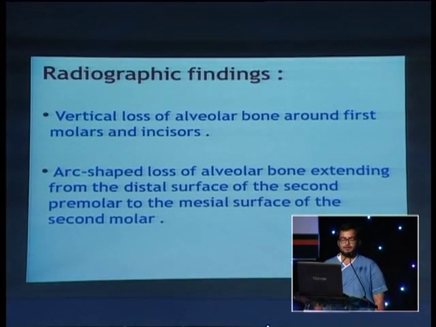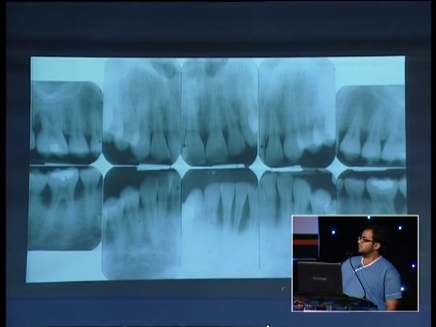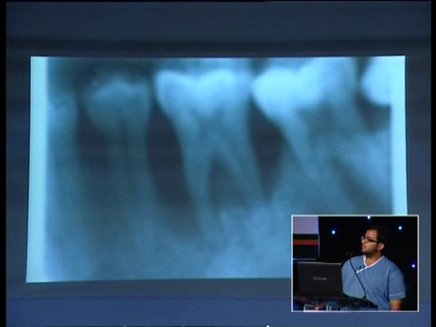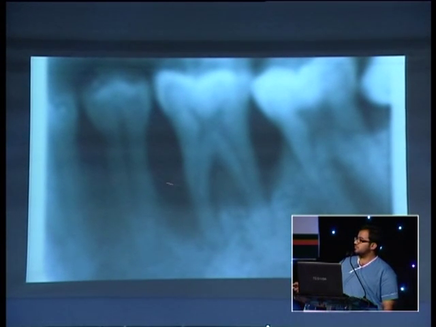Radiographic findings: vertical loss of alveolar bone around first molars and incisors, arc-shaped loss of alveolar bone extending from the distal surface of the second premolar to the mesial surface of the second molar. It's localized to the incisors area and the first molars. This is an arc-shaped loss.